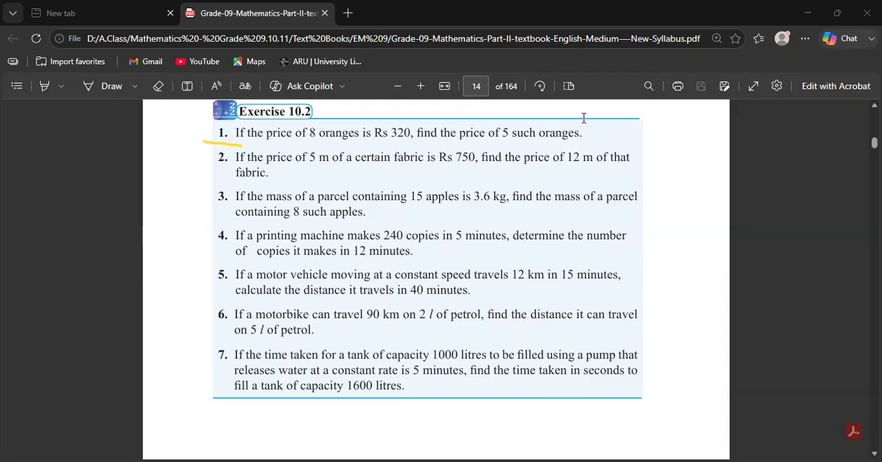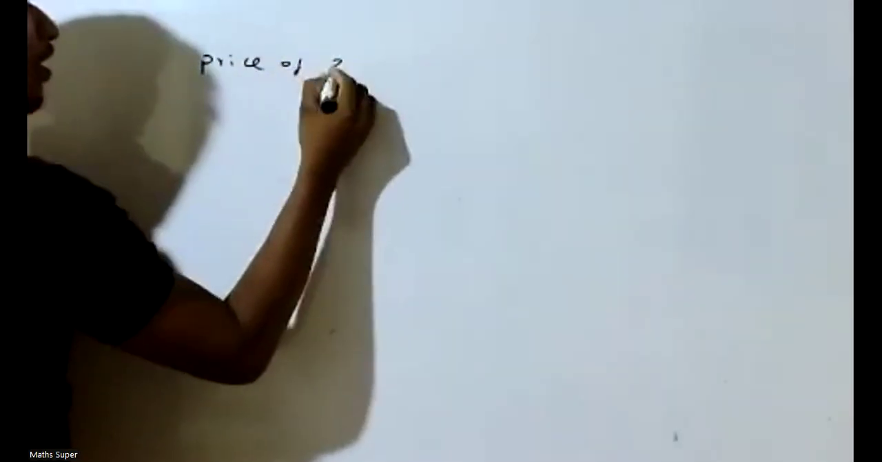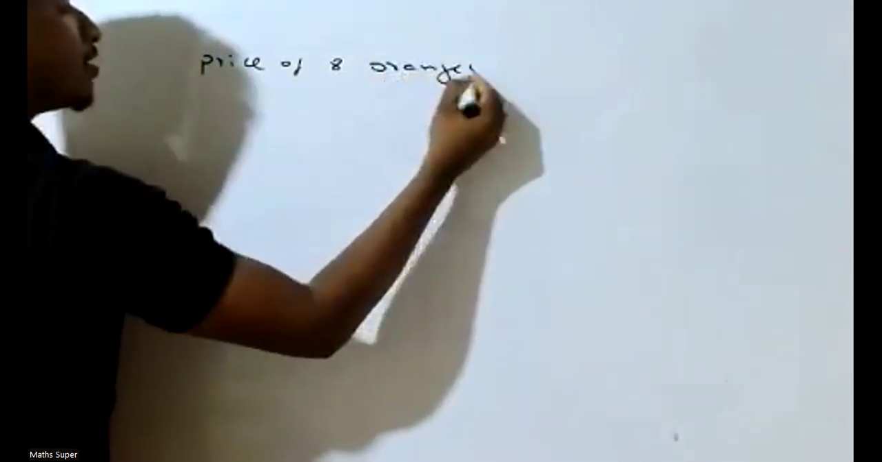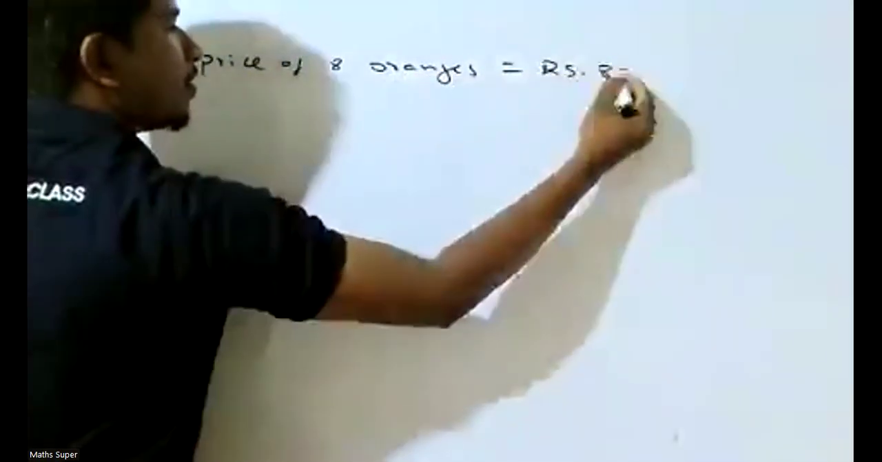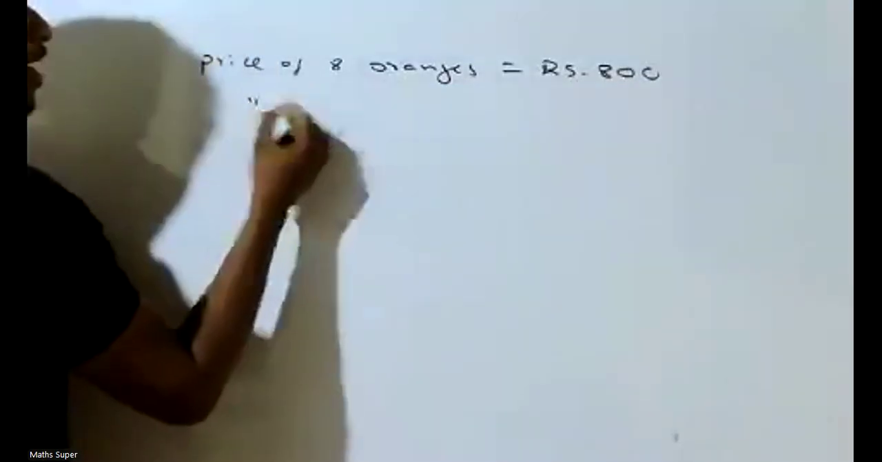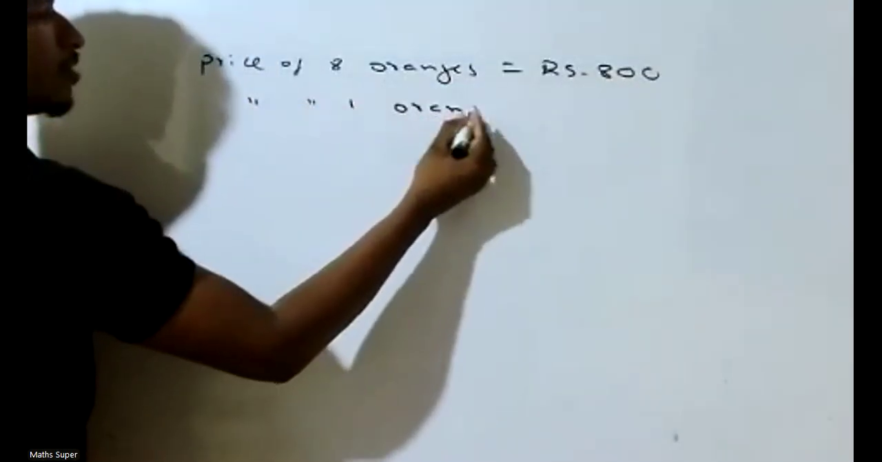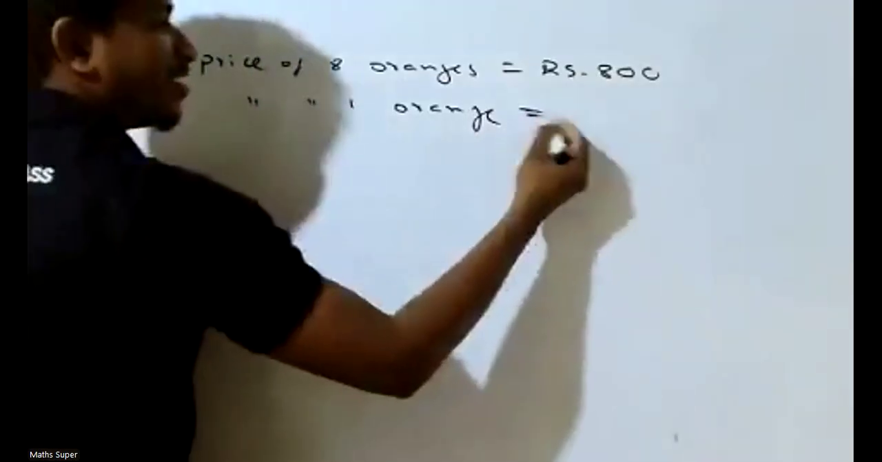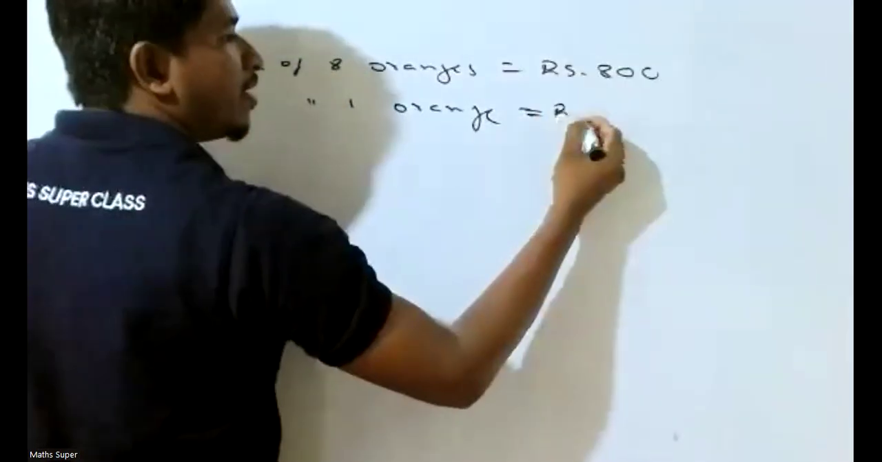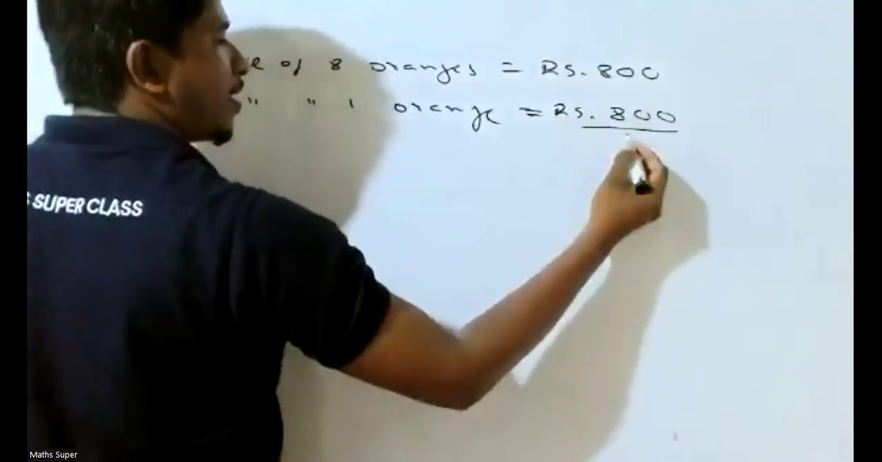So what to do? Price of 8 oranges is 320. So find the price of 5 such oranges. So what to do? Price of 8 oranges equals 800 rupees. So price of one orange, we have to write this, okay? I'm changing the time. Equals 800 divided by 8.